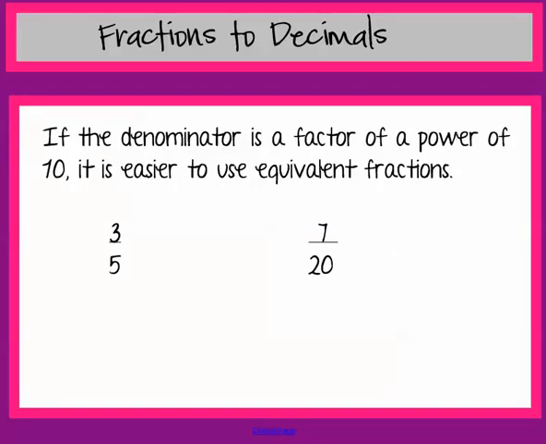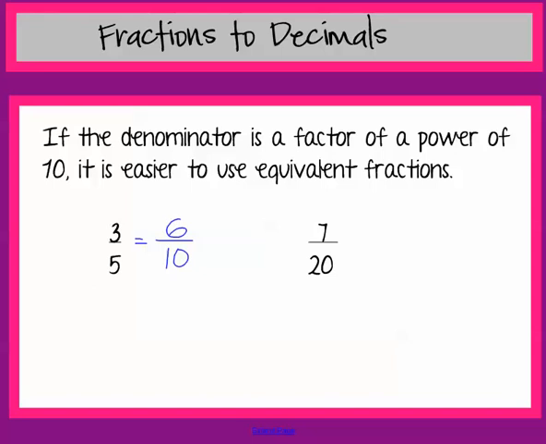Let's take a look at how we can convert a fraction to a decimal if the denominator is a power of 10. That means if our denominator is a factor of 10, 100, 1000, and so forth. In these cases, it might be easier to just use an equivalent fraction. So let's take a look at 3/5. I know that 5 is a factor of 10. So I'm going to find the equivalent fraction for 3/5 with a denominator of 10. And that gives me 6/10.